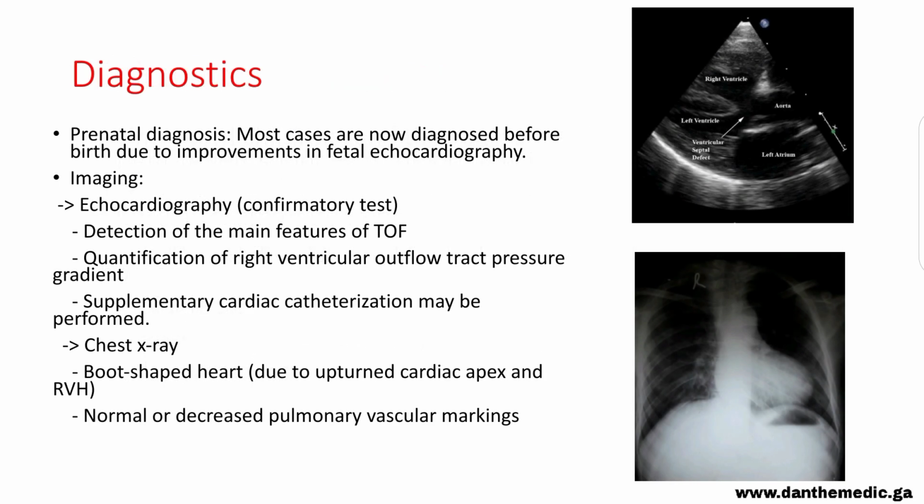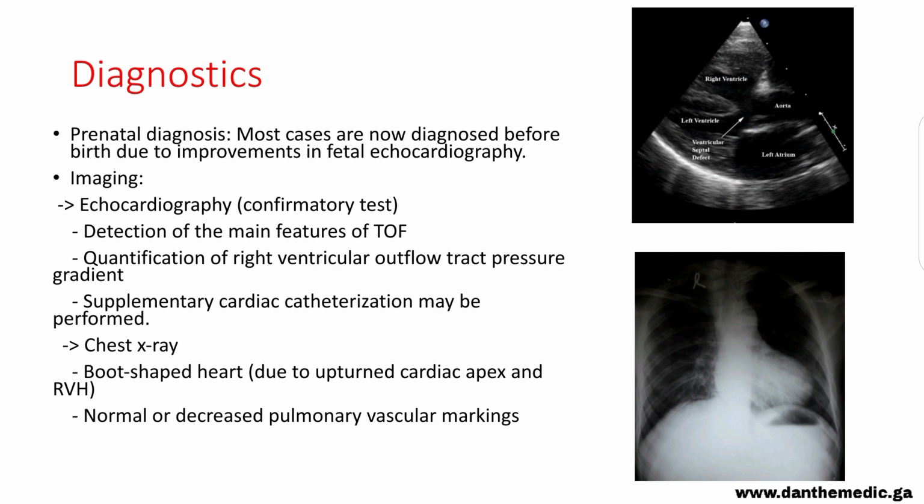The gold standard for diagnosis is actually echocardiography, and now medicine is so advanced that we can actually detect this case during pregnancy through echocardiography. If echocardiography is not done during pregnancy, it can also be done after the child has been delivered. On doing this echocardiography, what we are going to see are the main features of Tetralogy of Fallot, and we are going to see quantification of the right ventricular outflow tract pressure gradient, and along with this, supplementary cardiac catheterization may be performed.